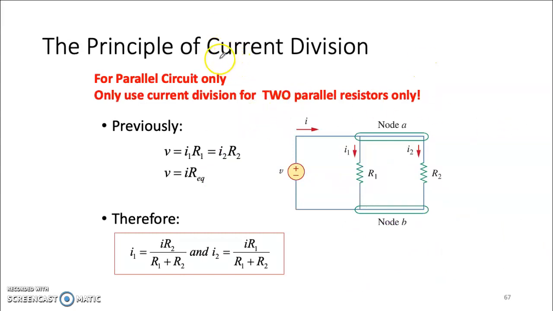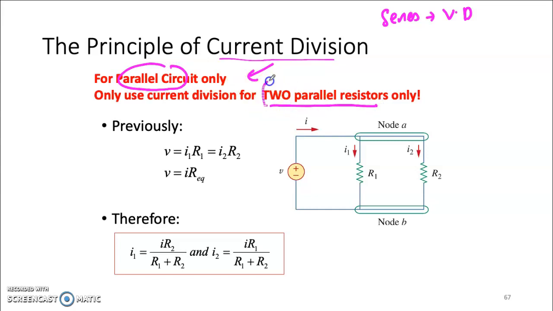So from that parallel, it will lead to the current division. If you remember just now, series leads to the voltage division, right? So now current division can only be applied to parallel circuits with a maximum of two parallel branches. If there are three parallel, you cannot apply current division. So what is actually current division?